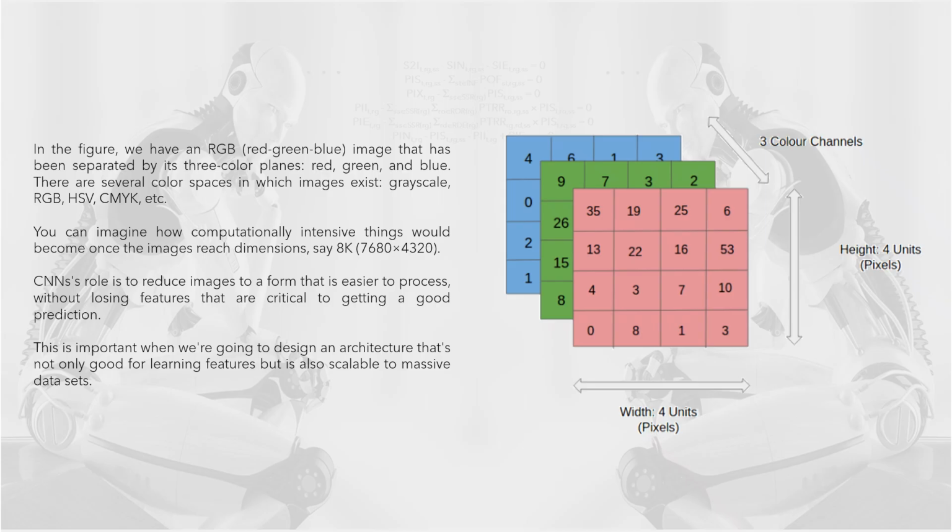CNN's role is to reduce images to a form that is easier to process, without losing features that are critical to getting a good prediction. This is important when we're going to design an architecture that's not only good for learning features but is also scalable to massive datasets.